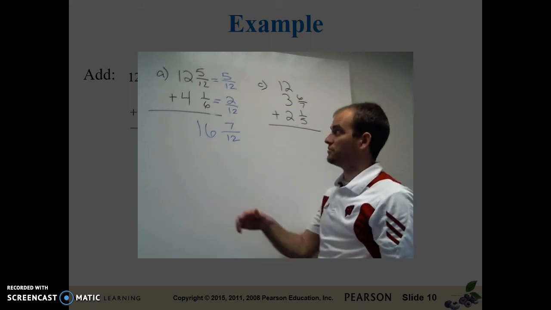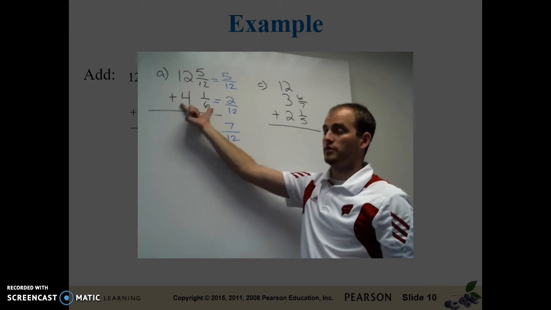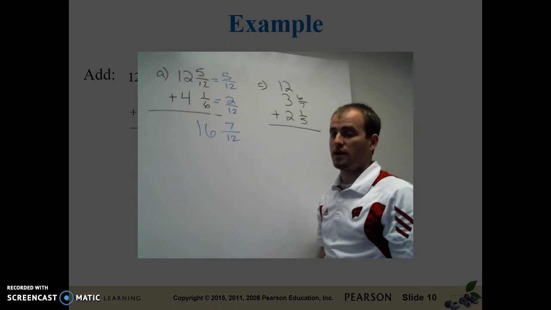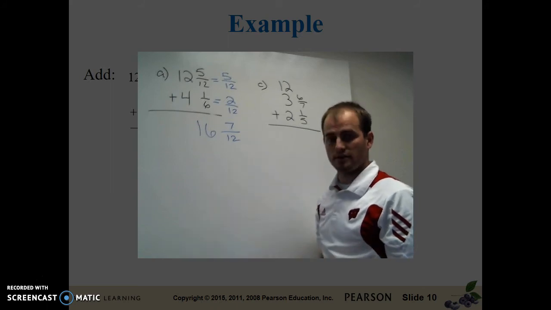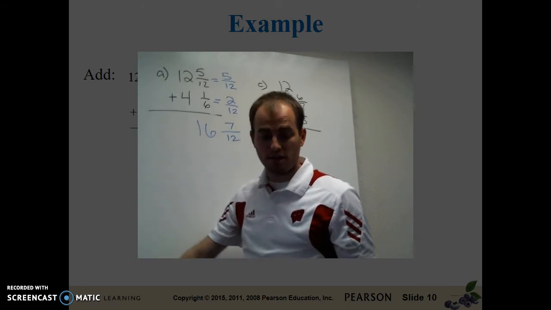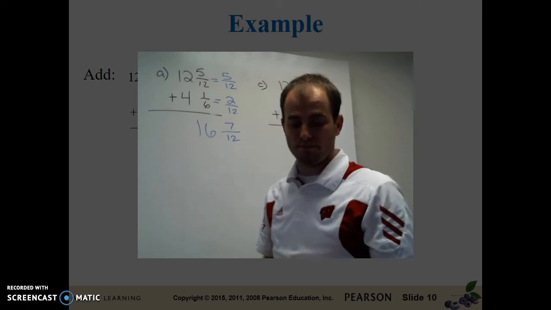If you were to check this by estimating, the first one would estimate to 12, and the second one to 4. 12 plus 4 is about 16. So just by our estimate, we can see that's probably right. Okay, let's go on to letter C. I would like you to try letter B on your own right now. It's just like the one we just did.